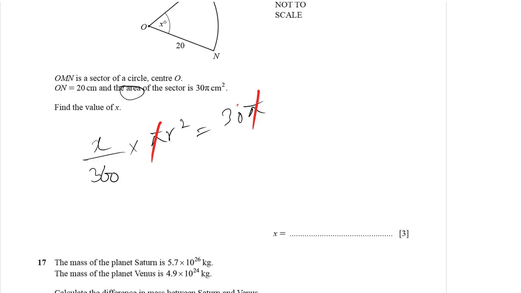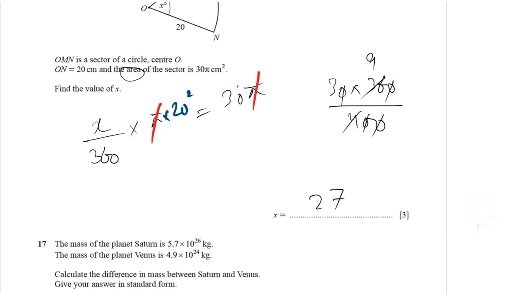I have missed one thing. We have already been given the radius, that is 20, so it is 20 square. All right, now make x the subject. So 30 times 360 over 20 square, that is 400. 0 cancelled, 0 cancelled, 4, 9 times 27 would be your angle.